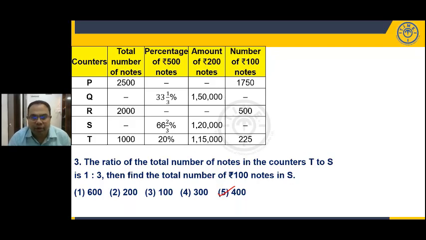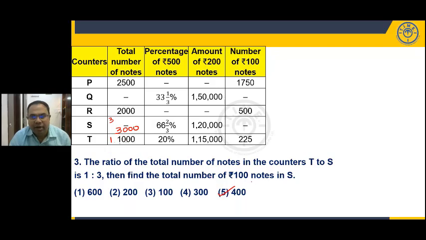If the ratio of total number of notes in the counters T to S is 1:3, T is 1 part, S is 3 parts. If 1 part is 1000, 3 parts should be 3000. Right? So it is 1:3. So if 1 part represents 1000, 3 parts represent 3000.